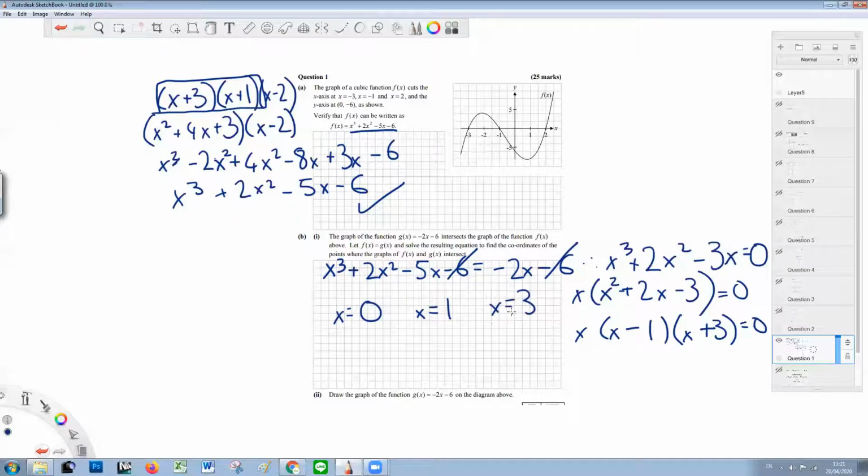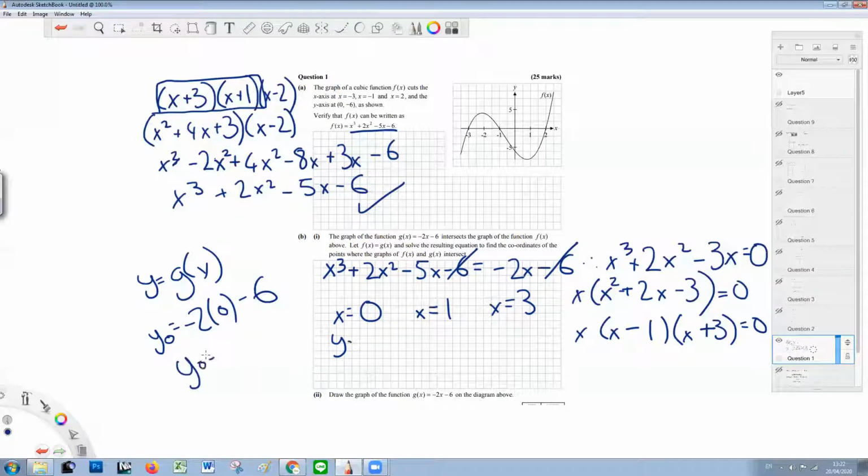And then I need to find where, in y, that they cross. So if I sub them back into this, or I can even sub them back into this. So for x equals 0, remember y is going to be equal to g of x. So anywhere where I have that, for 0, y at 0 is going to equal -2 times 0 minus 6, so y is going to be minus 6. So my point here is going to be 0 and minus 6.